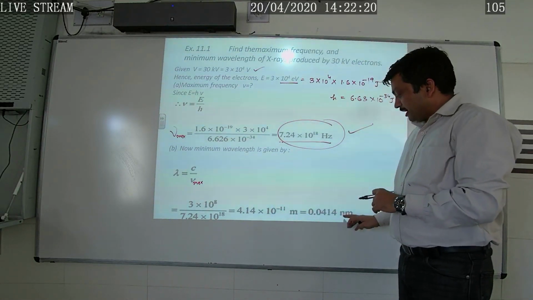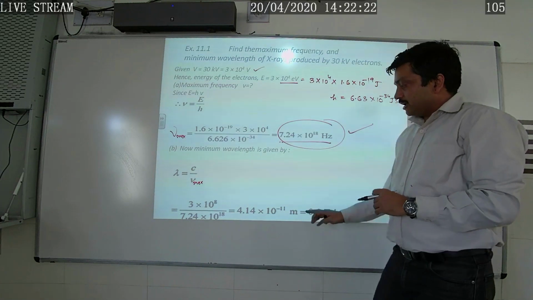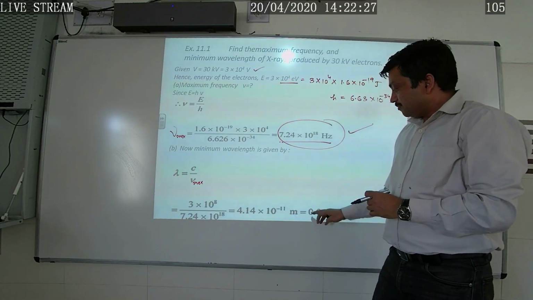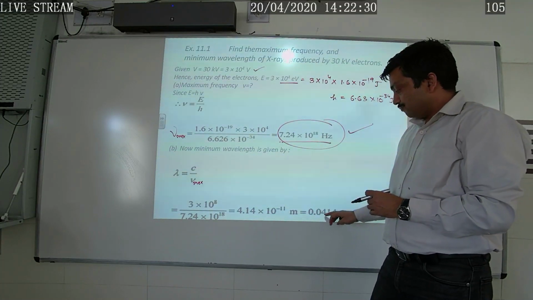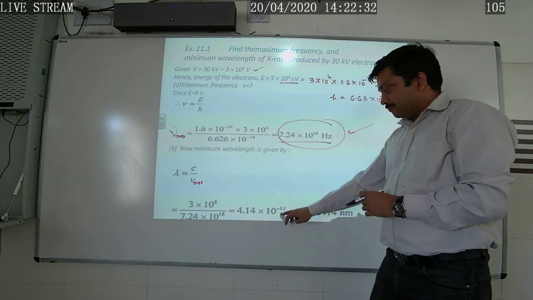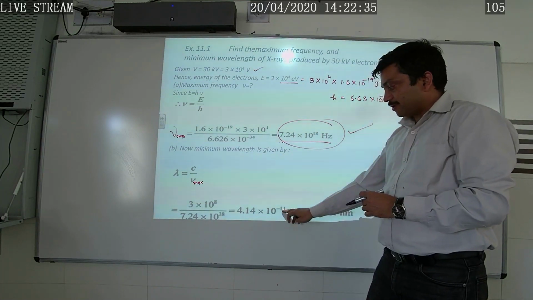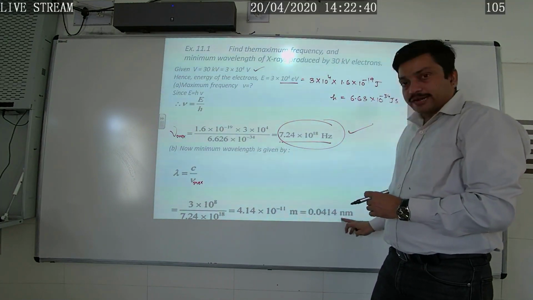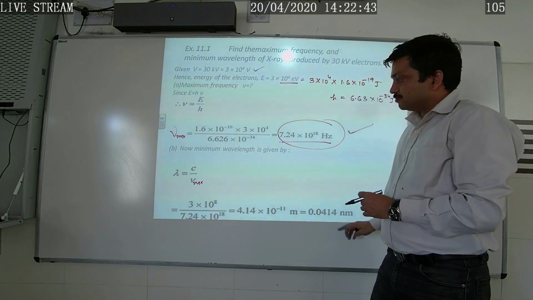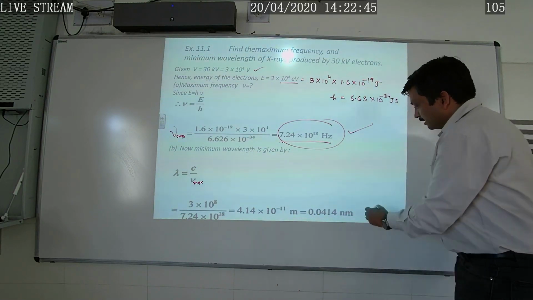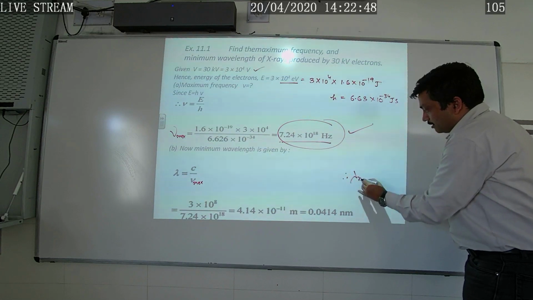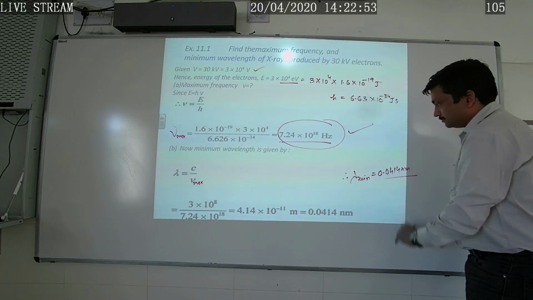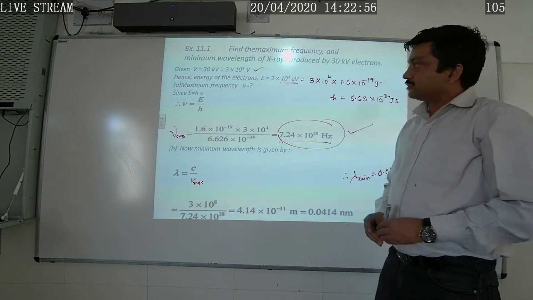Or, in terms of nanometer, if we want to write it, we divide by 100 and multiply by 100. On dividing by 100, we get 0.0414, and by multiplying with 100, we get 10 to the power minus 9 meter. 10 to the power minus 9 is nothing but nano. So in this way, this is our required answer. Therefore, lambda minimum equals 0.0414 nanometer. So this was our first question.